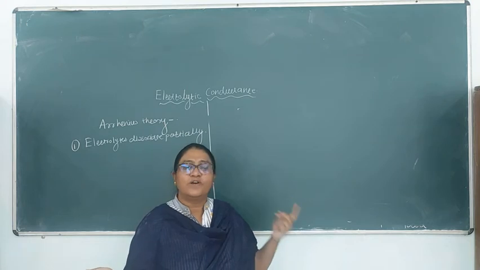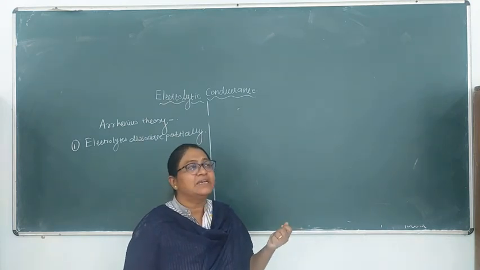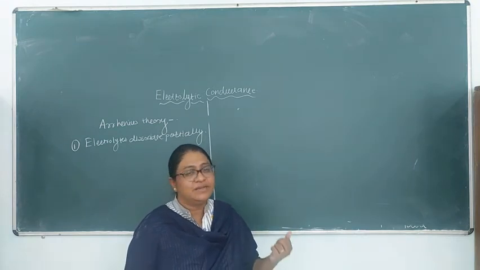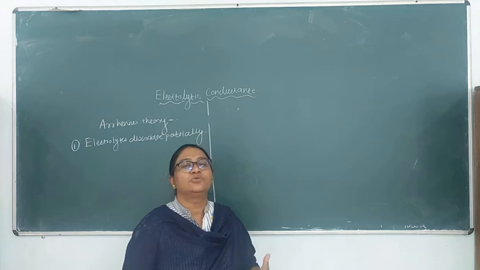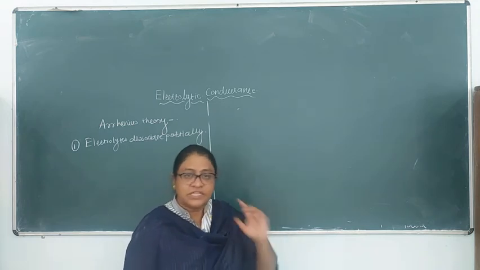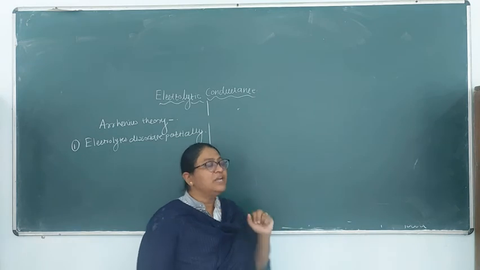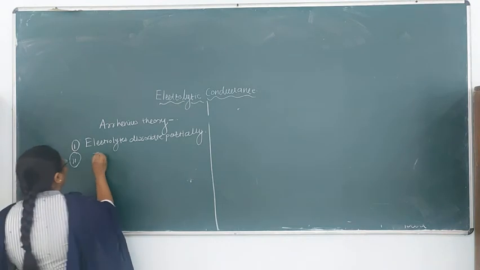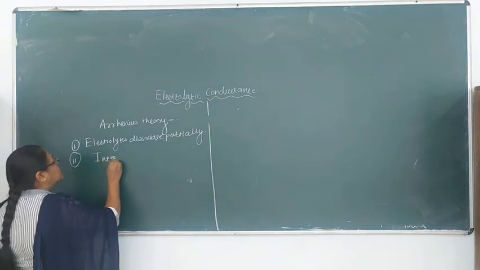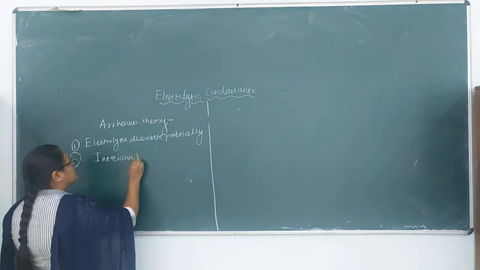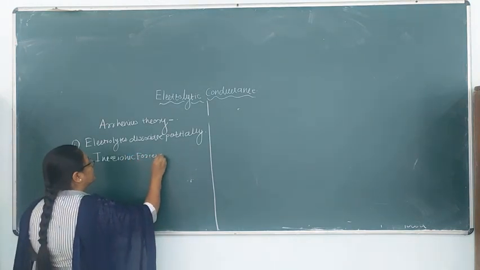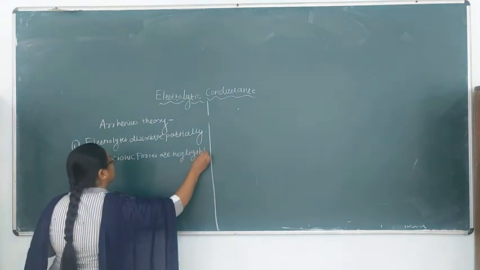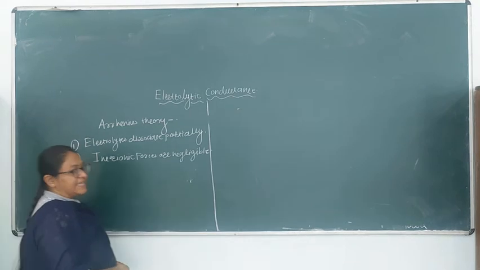So this is the first drawback of Arrhenius theory, that it considers that the electrolytes dissociate partially, but the strong electrolytes dissociate completely. This is the first drawback. Now the second drawback is that the interionic forces are negligible. This is the second drawback of Arrhenius theory.